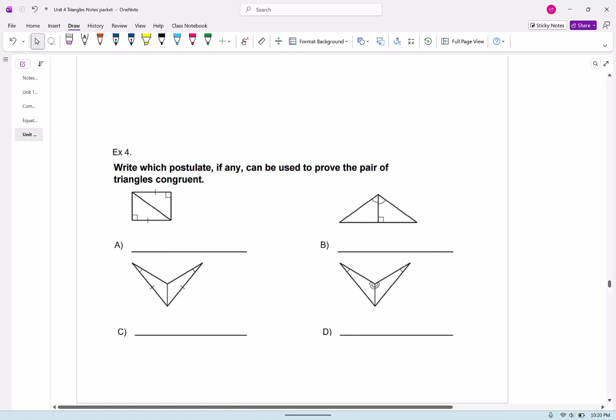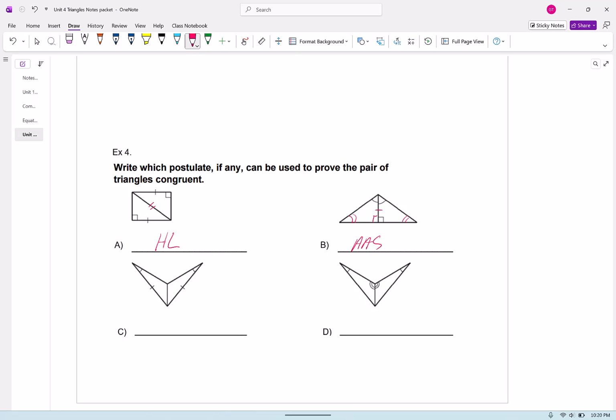Okay, so write which postulate. All right, I got a right triangle. I got a leg that's the same. I got a shared hypotenuse, so I can say hypotenuse leg congruency. All right, I got a right triangle. I got these ones the same. I know that these have to then also be the same. So I have an angle, angle, side because I got that one in the middle. That would work. Angle, angle, side.